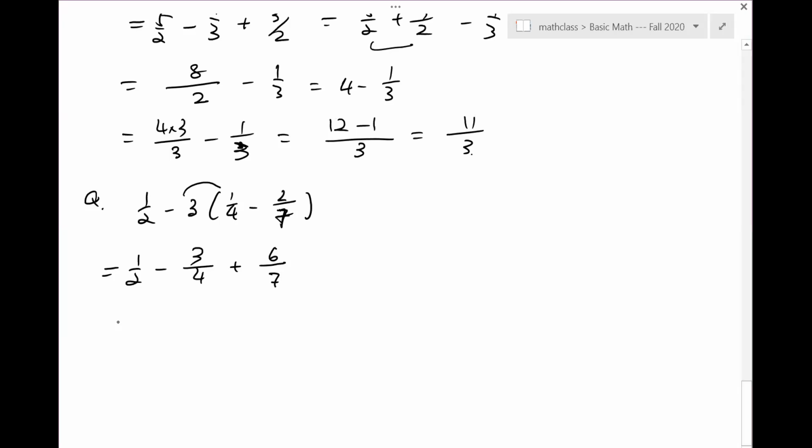Okay? Then you get a common denominator. It's going to be 2 over 4. So 2 over 4 minus 3 over 4 is going to be negative quarter. Okay?